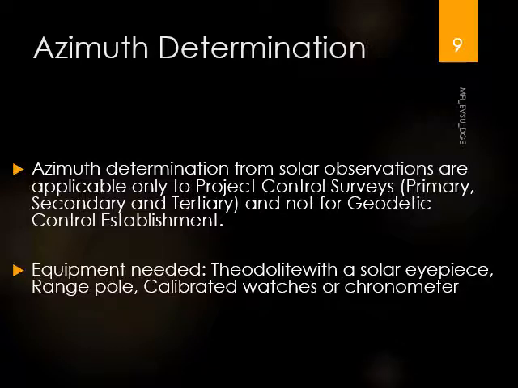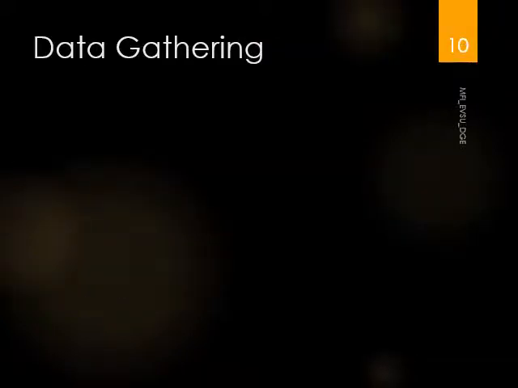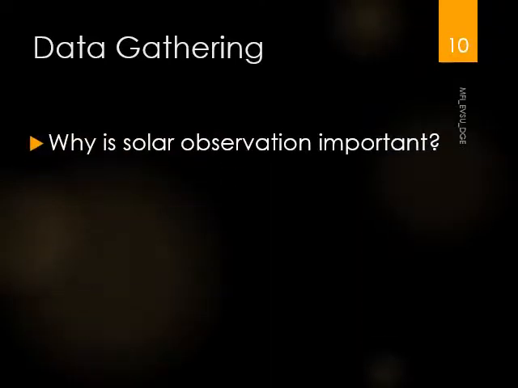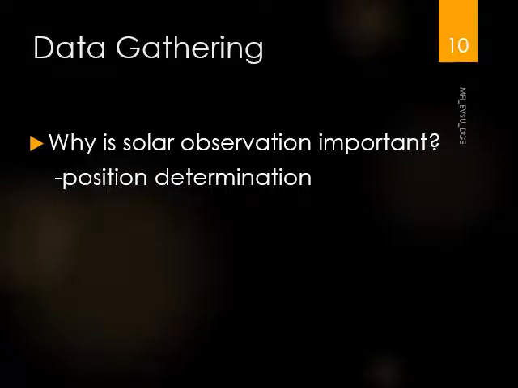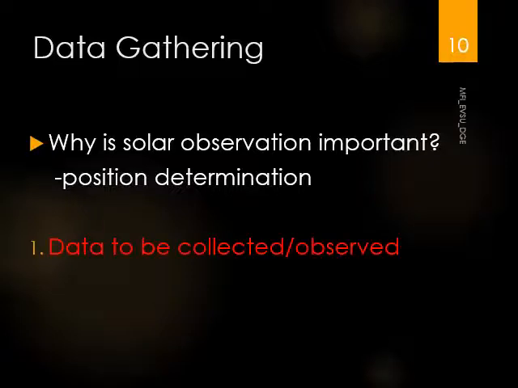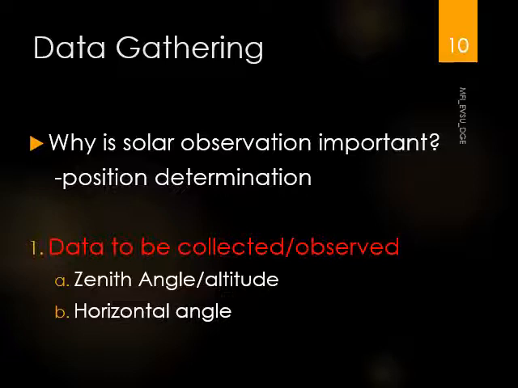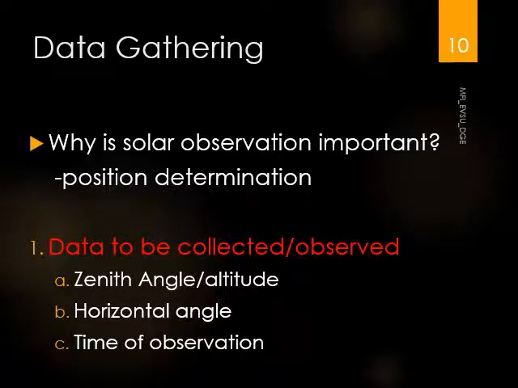So equipment needed, kailangan mo lang ng theodolite or total station na may solar eyepiece, range pole, and calibrated watch, or mas better yung ating cellphone yung ating gagamitin. Okay. So if you are going to conduct a solar observation, yung kailangan lang natin i-gather is this one. So again, yung purpose ni solar observation is position determination. So yung data na kailangan natin i-gather is the zenith angle o yung altitude ng sun, the horizontal angle, this is the angle measured from your reference line to the position of the star, and the time of observation.